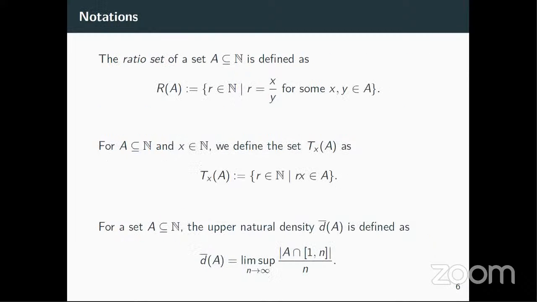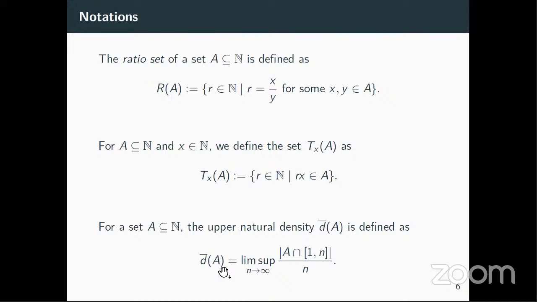These are some notations which will be used in our results. For a subset A of N, we define the ratio set by R of A. This is the set of natural numbers r which can be put in this form. For a subset A of natural numbers and a natural number x, we define T_x of A this way. And as usual, d-bar of A denotes the upper natural density.